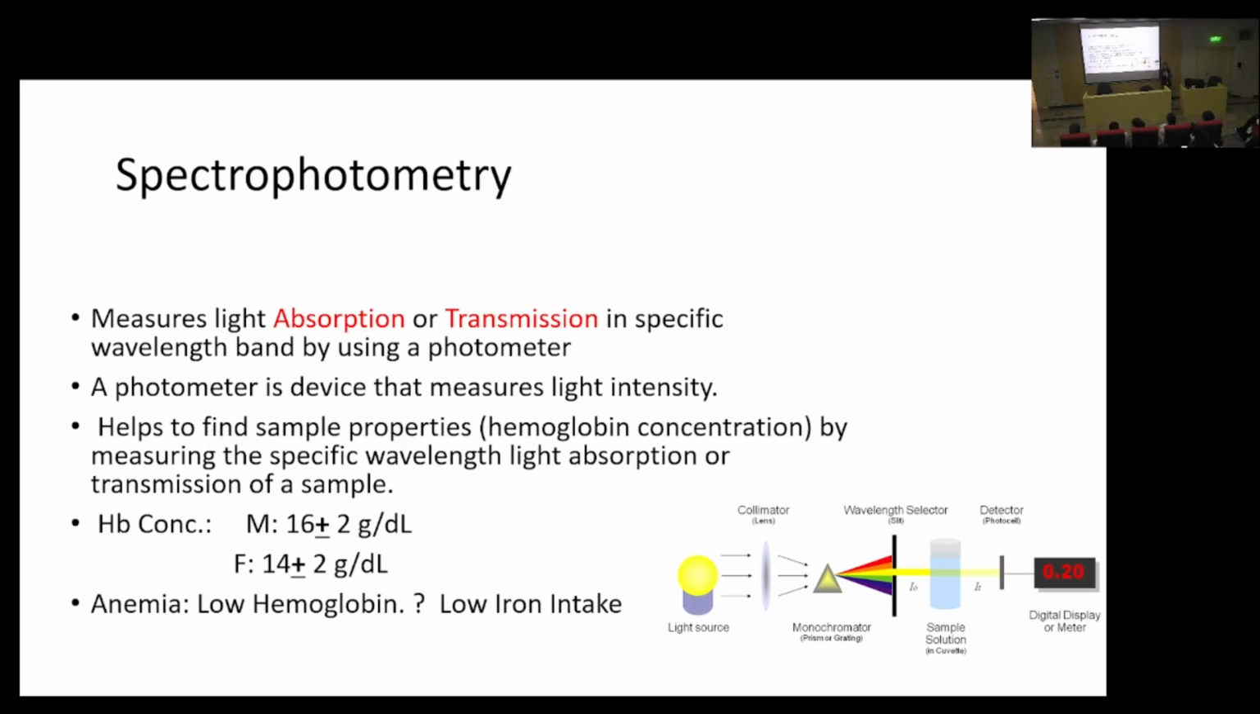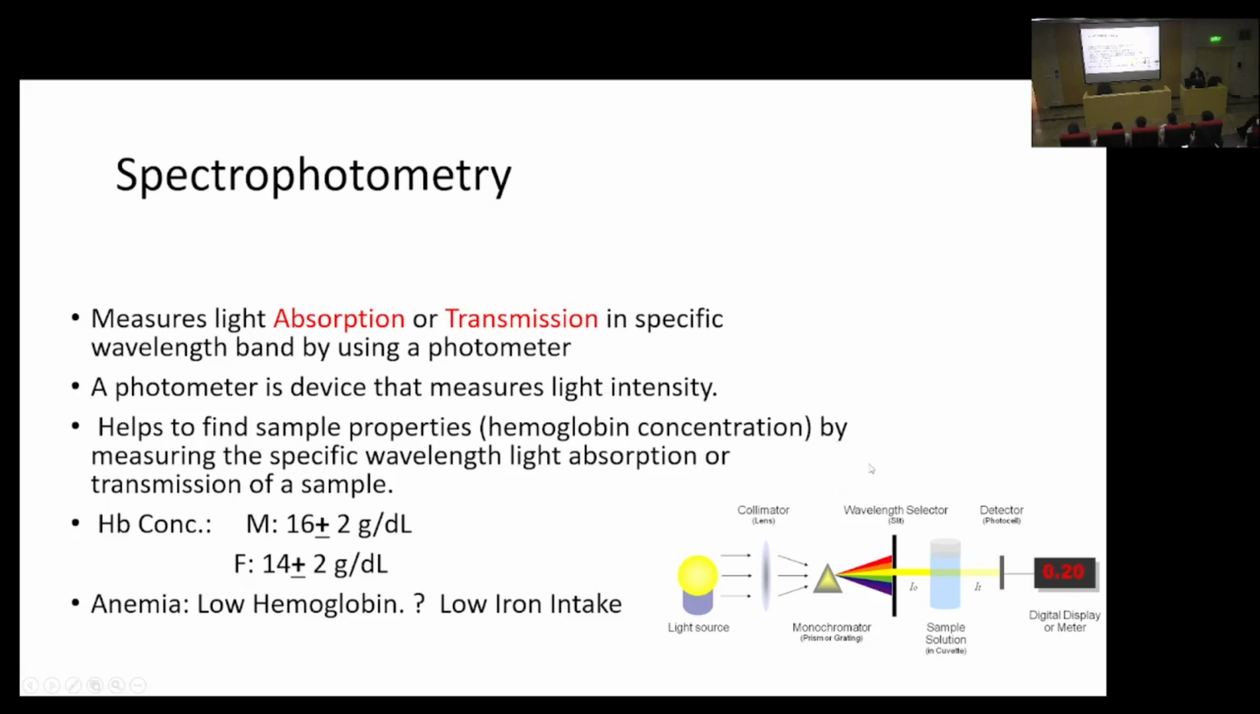And a very good example would be concentration of protein, for example. This could be protein in a specimen that you have. It could be protein in a urine sample. It could be protein in your blood. It could be hemoglobin in your blood. And the principle behind spectrophotometry depends upon measuring the amount of light that is absorbed and/or transmitted in a specific wavelength.